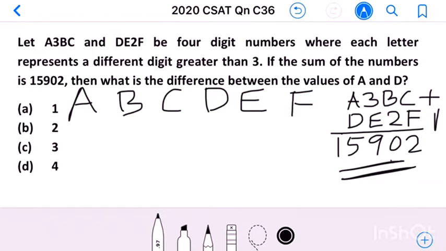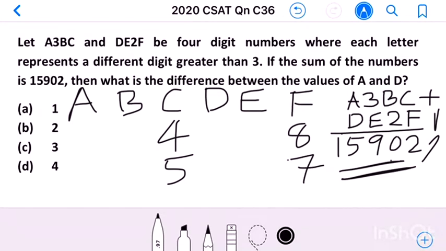C plus F equal to, here we have to get 2. So what are the values possible for C and F? C equal to 4, F equal to 8, or C equal to 5, F equal to 7. 4 plus 8 we get 12. These are the only possible values for C and F.